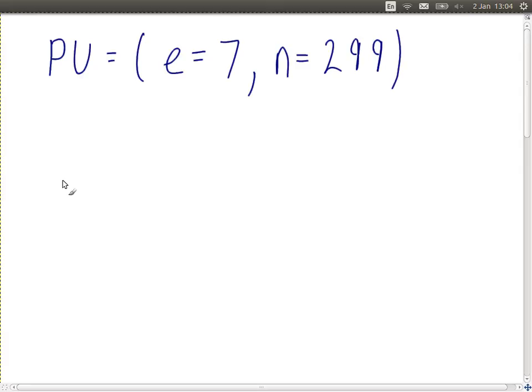So the public key we usually denote as both the exponent E, in my case 7, and the modulus N, 299. Give you 3 or 4 minutes to find my private key. Just the private key. No ciphertext. Just find my private key. You don't need a laptop. You do it in your brain faster than you can program. This is what you'd be doing in the exam next week.